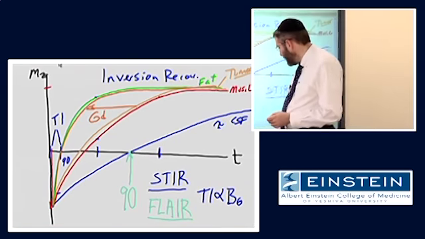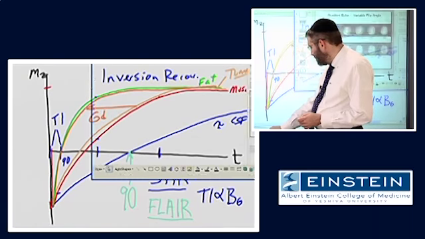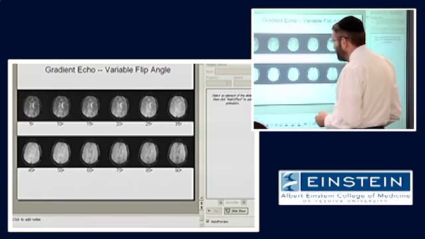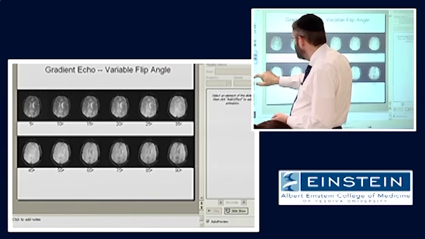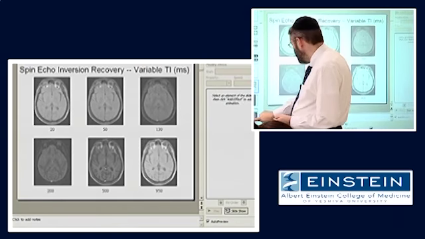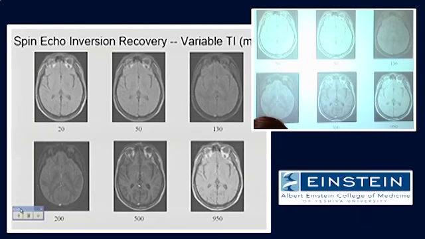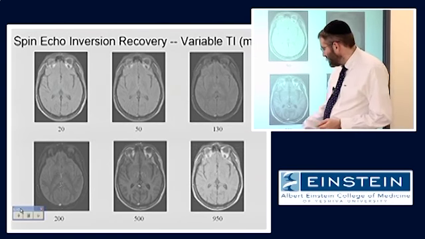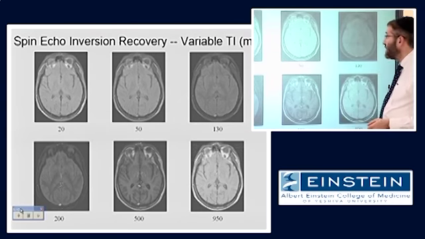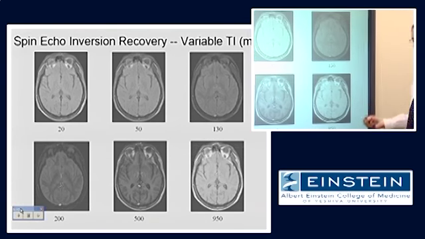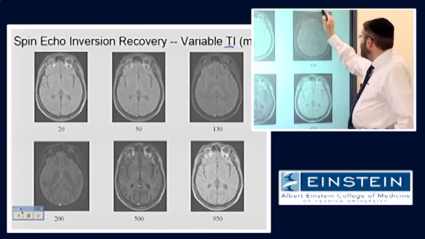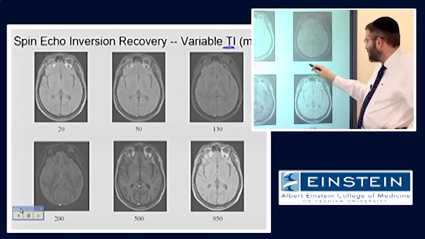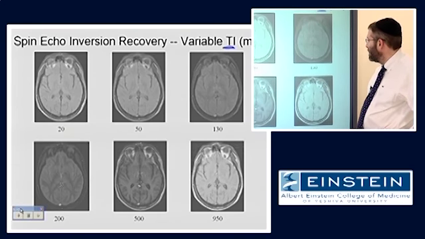All right, let's look at some pictures. Okay, so these images are the same person in the same session being imaged using a spin echo inversion recovery pulse sequence, the same one we just diagrammed, changing the TI. So if you look at these images with a TI ranging from 20 to 950, what can you see?